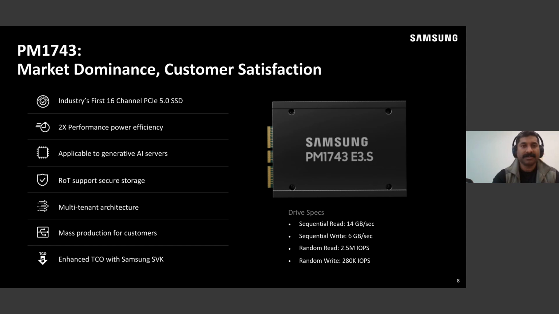All right, so the core of the whole solution is the Gen 5 enabled SSDs. This is the first offering from Samsung on Gen 5 SSD. You can see that this is the industry's first 16-channel NVMe enabled SSD. We have some power numbers to discuss, and you can see how it reflects on the power.